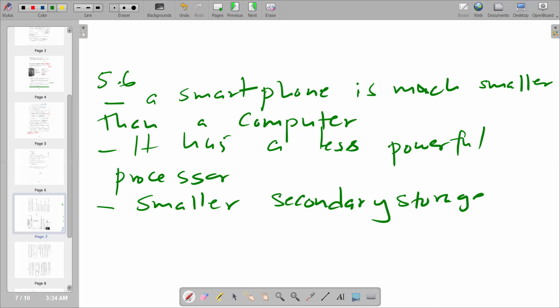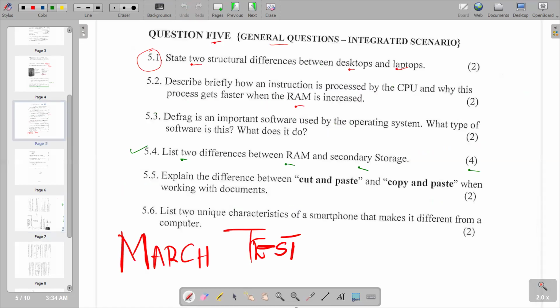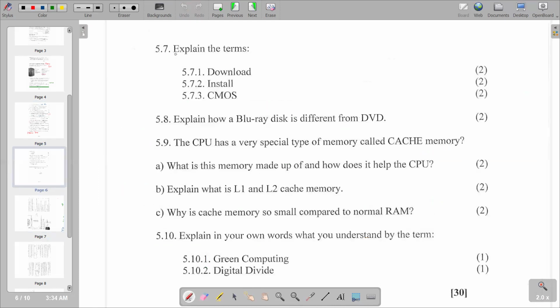Smaller secondary storage. So this becomes the last difference that we can try to bring. If you go back to our question, you see that the question requires two unique characteristics that we have, the characteristics that make the smartphone different from a computer. So basically, that's what we have. We go to the next part of our question, which is 5.7.